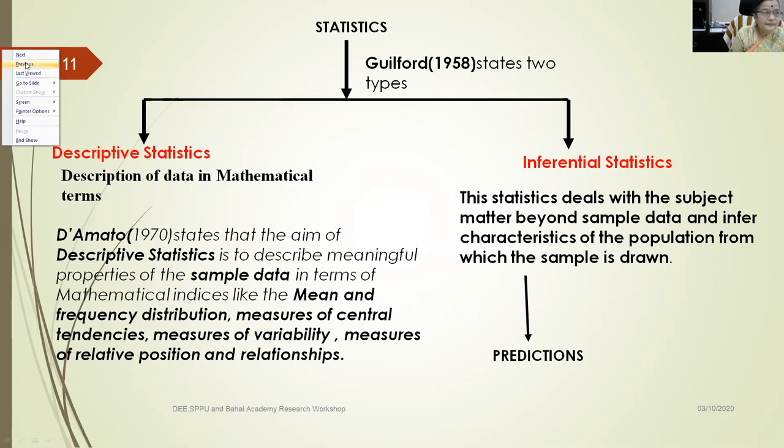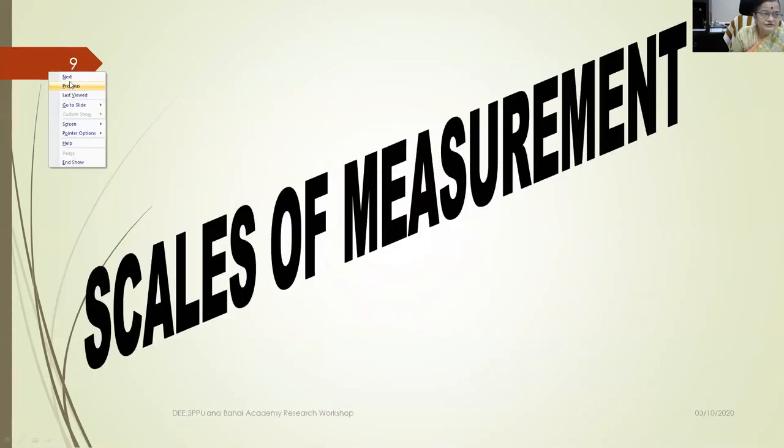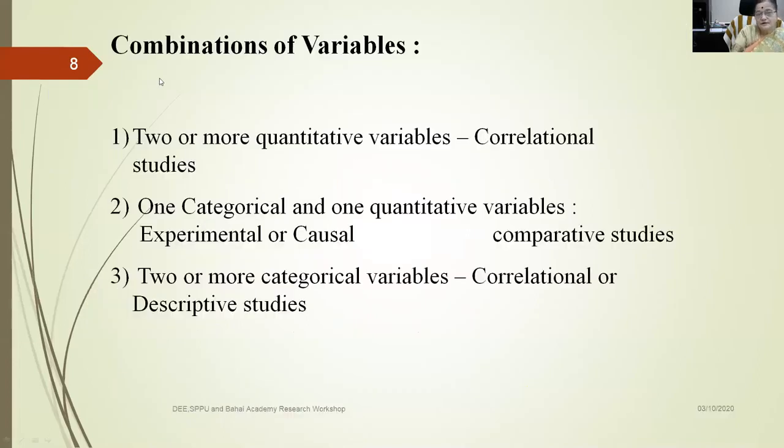Now, if we are researchers in social science, this can be considered as a checkpoint: if two or more quantitative variables are involved in our research, it will be a correlational study.